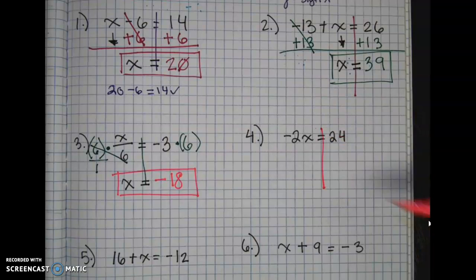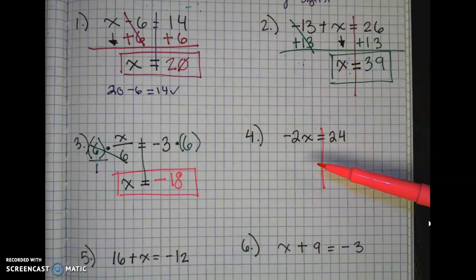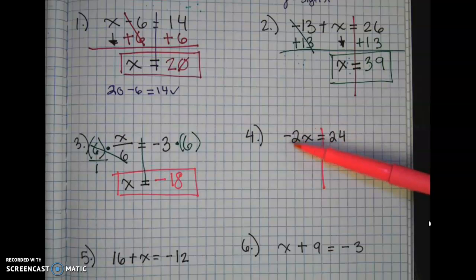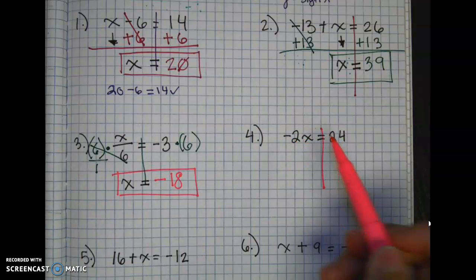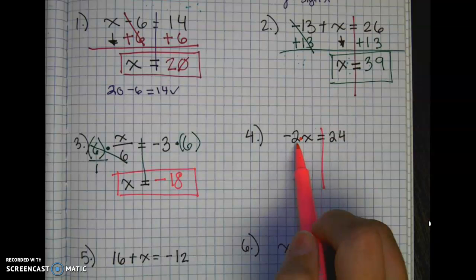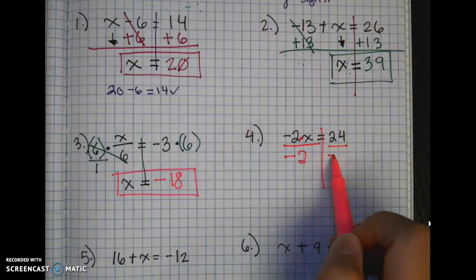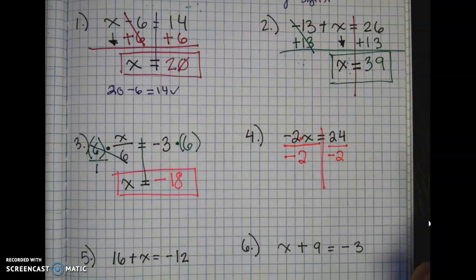Draw my line. Remember, when a number is touching a letter, it means multiplication. It means they're right next to each other. Multiplication, marriage, they're together. They need to be separated. So, in order to get rid of this negative 2, the opposite of multiplication is division. So I'm going to divide both sides by negative 2. Make sure you carry the negative 2 with it. That negative is attached to that 2, so it has to be carried over with it.